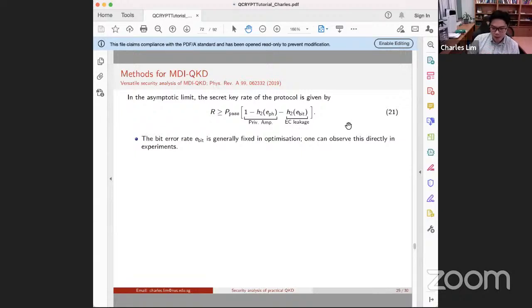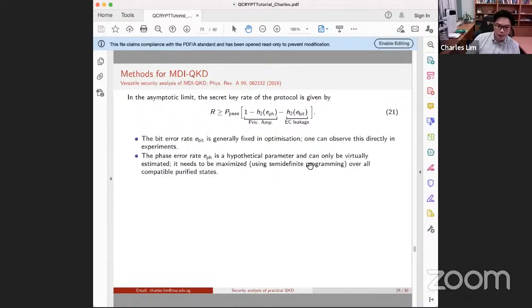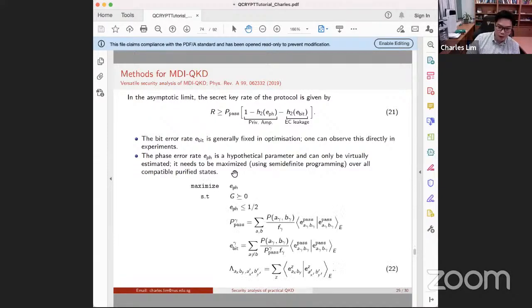Because it's in the asymptotic limit, all those terms like the error functions will tend to zero. In this case, you just have to focus on the von Neumann characterization of the key rate. Typically the bit error is fixed because it's part of your protocol definition. But the one thing that you cannot fix is the phase error rate. In fact, it's a hypothetical parameter because you cannot observe it in practice. It needs to be optimized given the constraints that you have set for the protocol and also the channel parameters. And this can be done using semidefinite programming, as per this program that I just showed here.